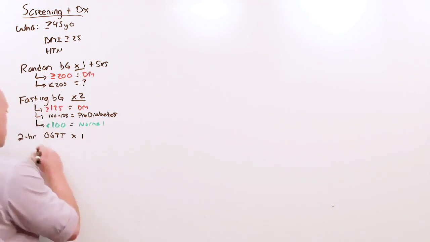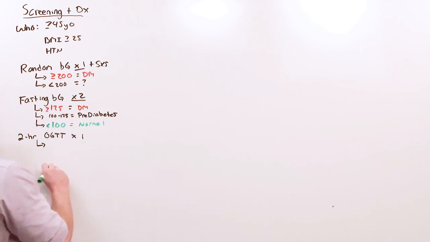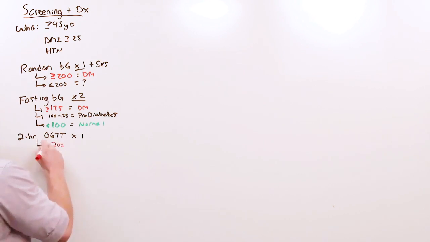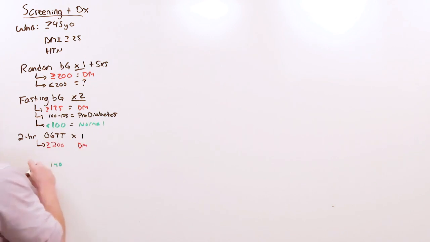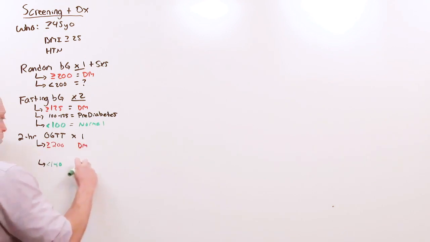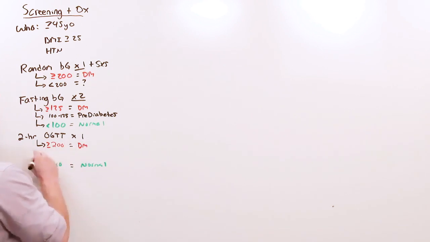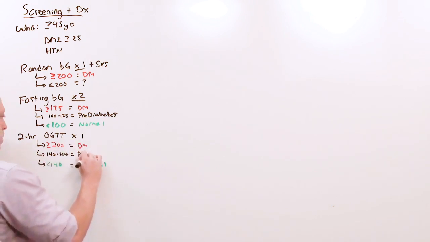What you're looking for here, the numbers you want to remember, are 140 and 200. Greater than or equal to 200 is diabetes. Less than 140 is normal. And in between 140 to 200, insulin insensitivity or prediabetes.